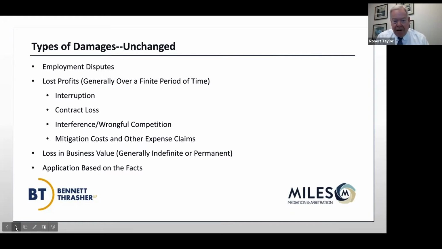Another type of damage is loss in business value. Typically that's of an indefinite or permanent nature. A condemnation type case can be one where a part of property is claimed that impacts the business on a permanent basis, and there are many other examples. But in each case, it is very important that the application of the damage methodology be based on the facts of the case, and certainly the law, as Jim has outlined. Well, what are your legal remedies in the jurisdiction? Next slide, please.